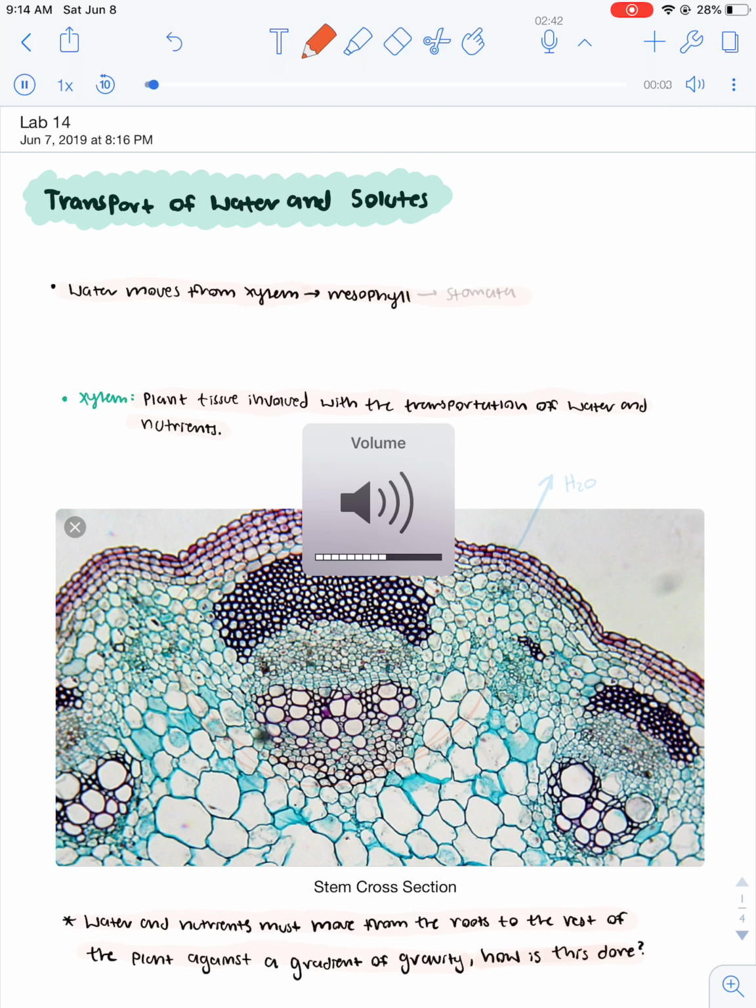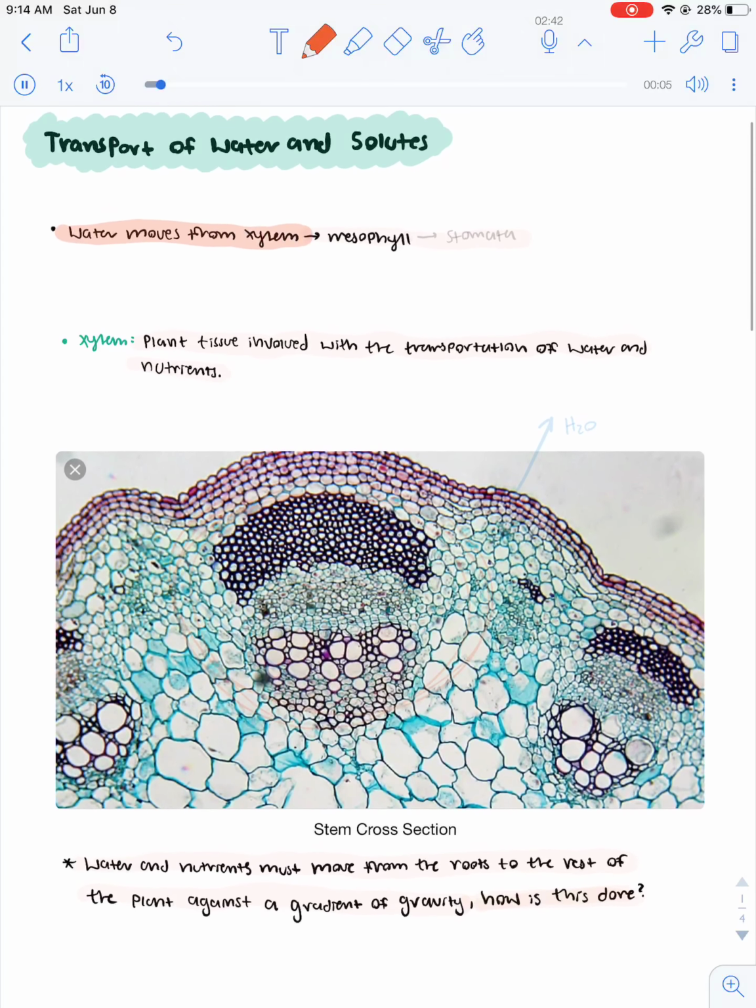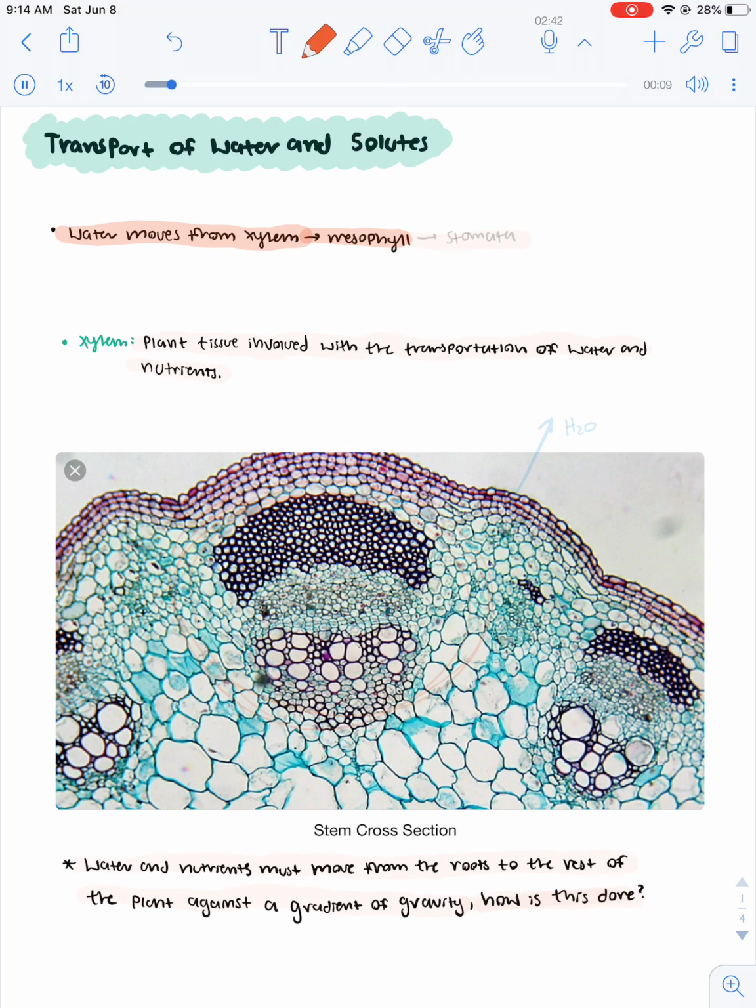Transport of water and solutes. Water will move from the xylem tissue of a cell into the mesophyll and eventually out of stomatal pore openings. The xylem is plant tissue involved with the transportation of water and other nutrients.